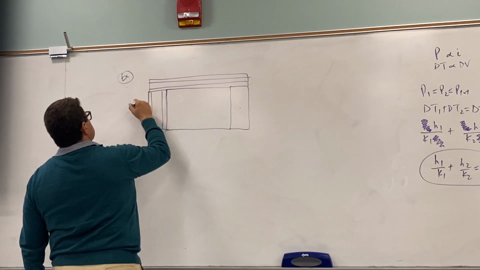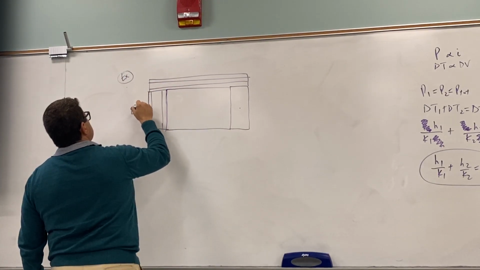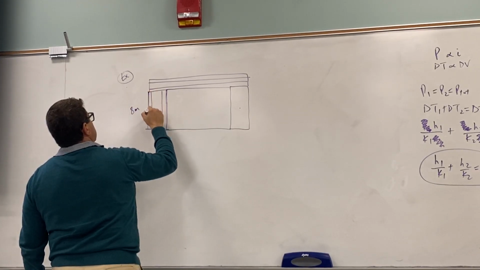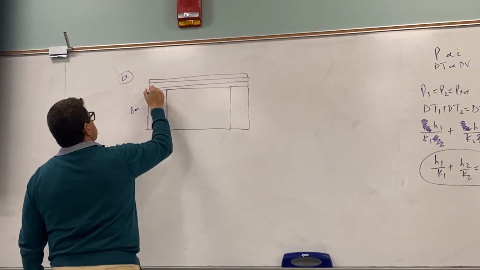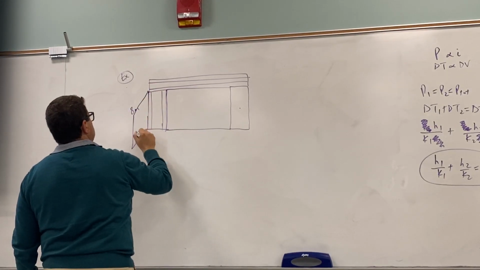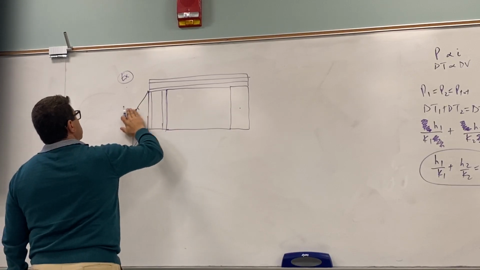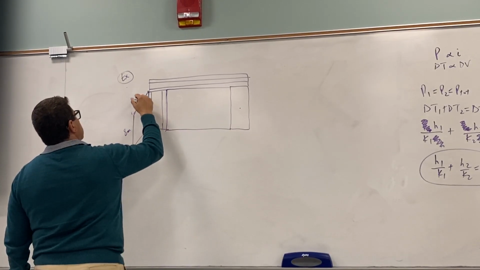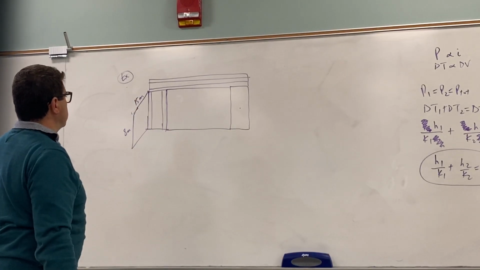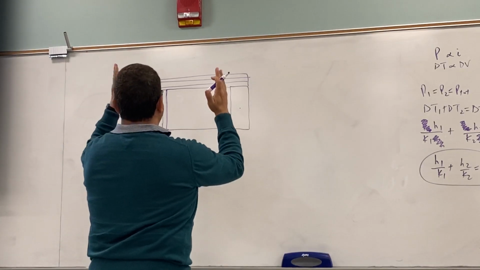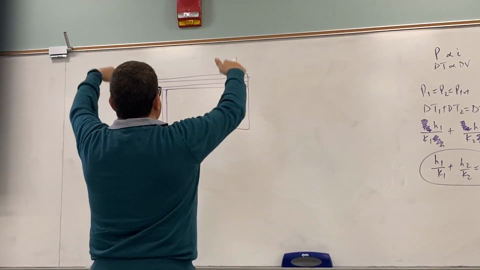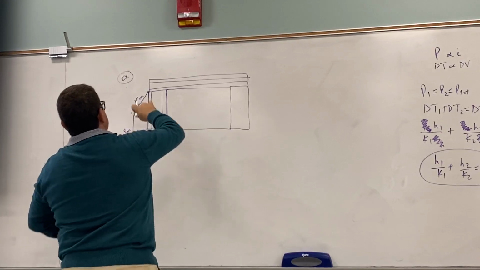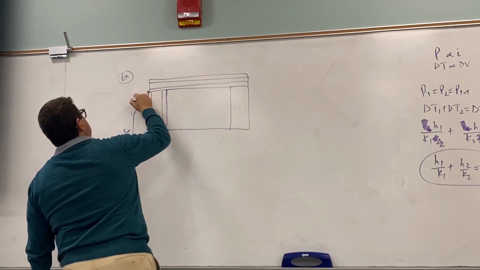So let's say it's 8 meters high by 8 meters this way, and then this way, let's say it's 8 meters like this, and 15 meters like that. So a rectangular house like that, coming out 15 meters, 8 meters high. Let's make it bigger, 20 meters.